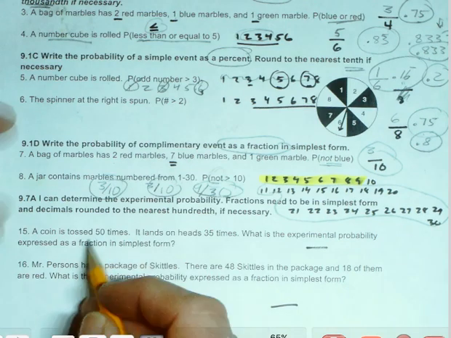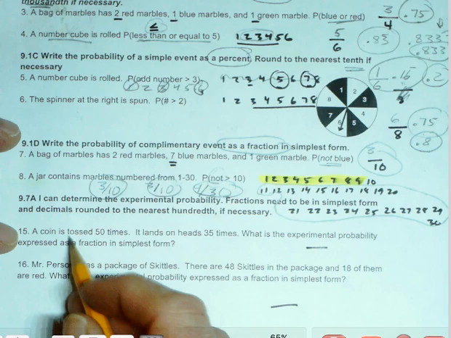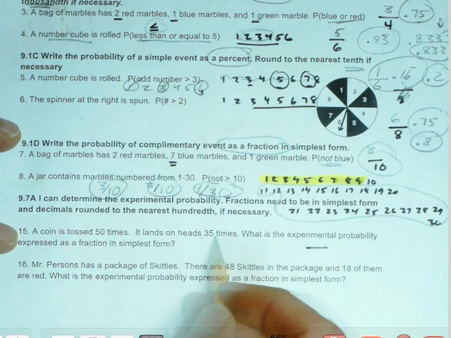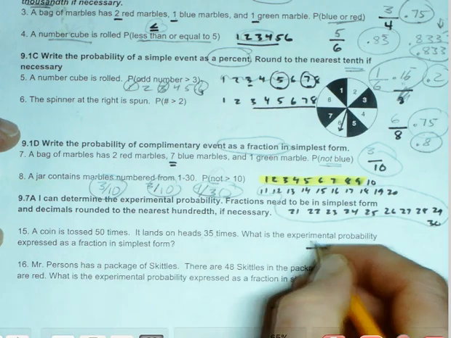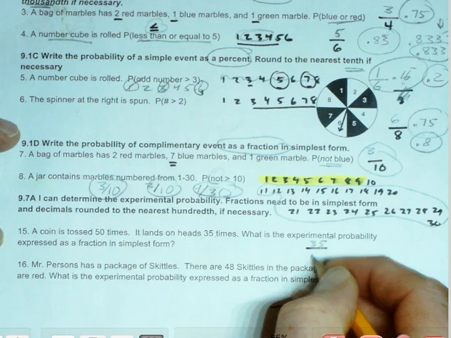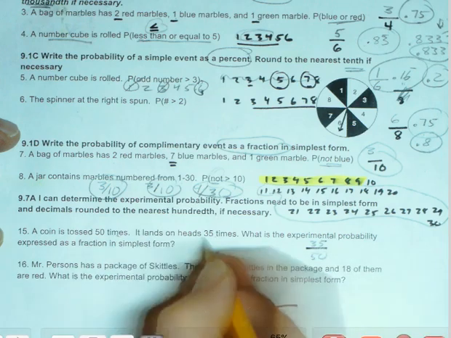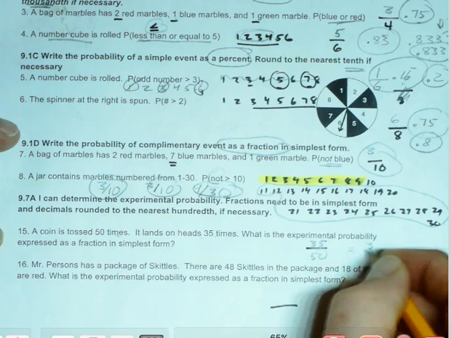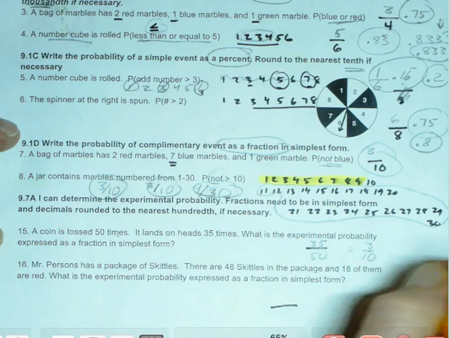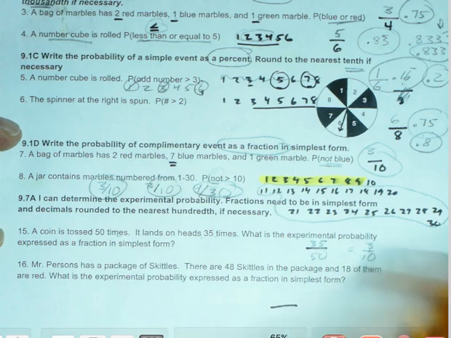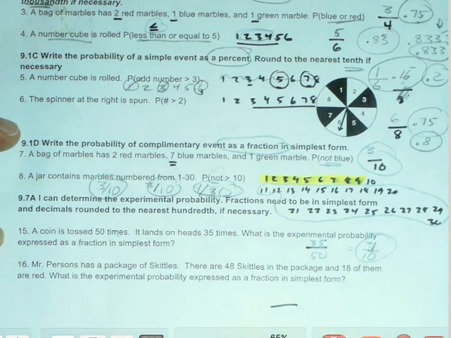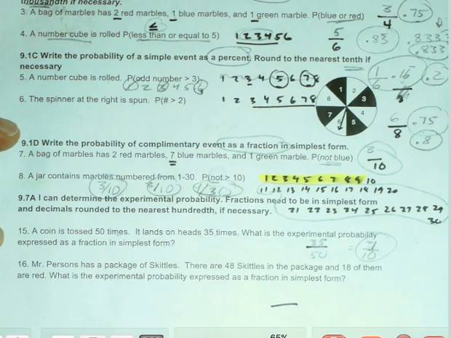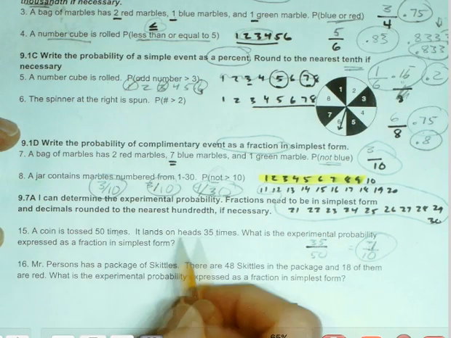Let's get back to our thing here, 9.7a. So a coin is tossed 50 times. It lands on heads 35 times. What is the experimental probability expressed as a fraction? Well, it's 35/50ths. We tossed it 50 times, 35/50ths. I can reduce that down to, if I divide by 5, 3/10. Oops. Sorry. Reduce that down to 7/10. And that is a fraction in simplest form. Experimental probability of it landing on heads is 7/10.